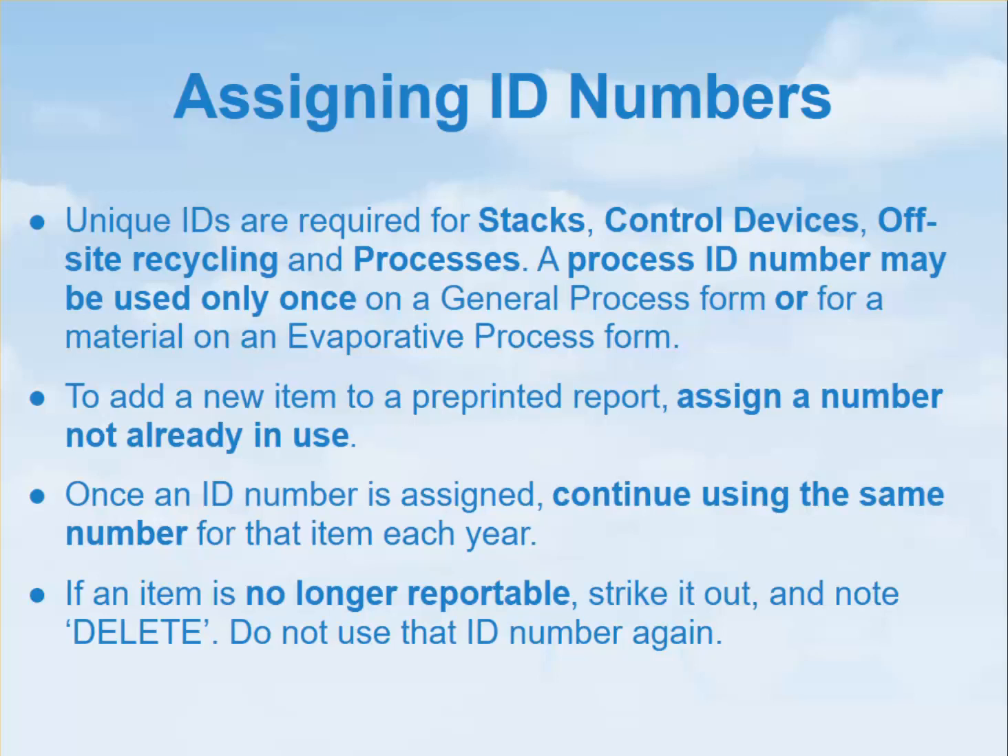New emission sources must be assigned a new unique ID by the individual filling out the emissions inventory report. Existing processes previously assigned an ID number must use the same ID number going forward. Delete and strike out processes that no longer exist, but do not use that ID number again as it has already been assigned to a retired emissions source.